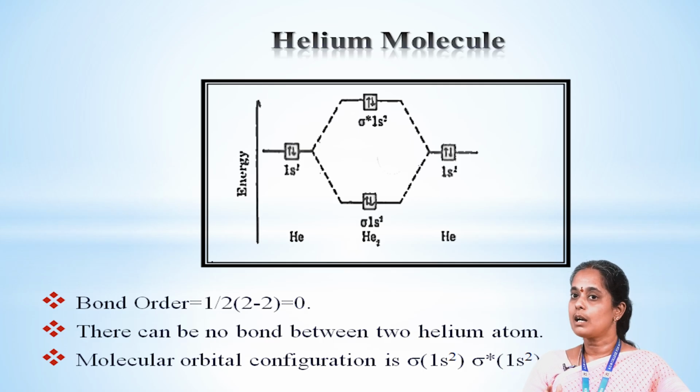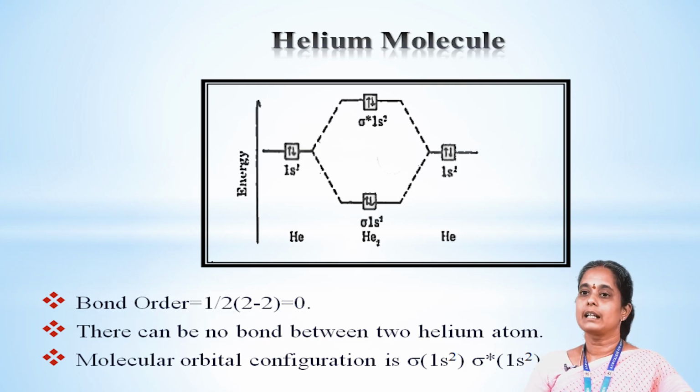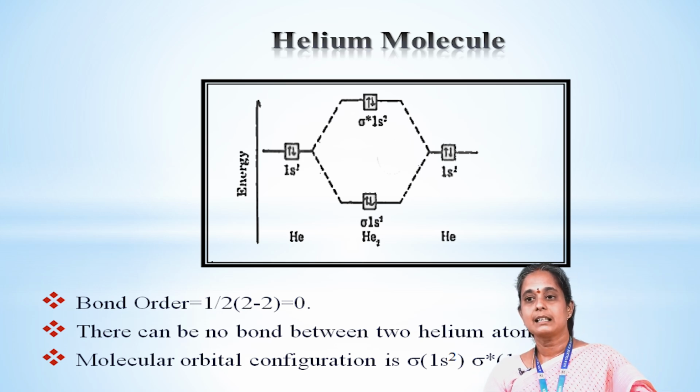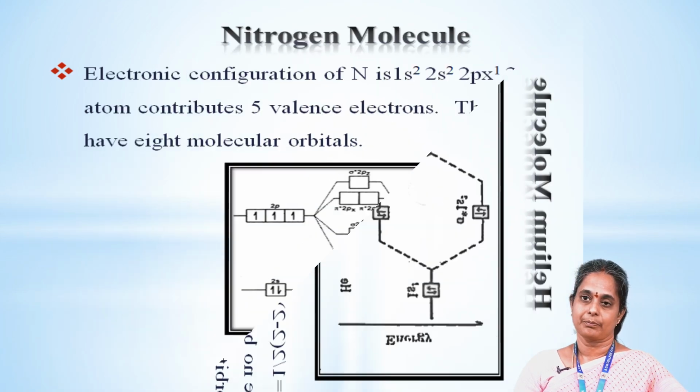That is, bond order is equal to half into 2 minus 2, that is 0. Bond order is 0. There is no bond between the helium atoms. In other words, there can be no bond between the 2 helium atoms, so the helium molecule cannot exist.